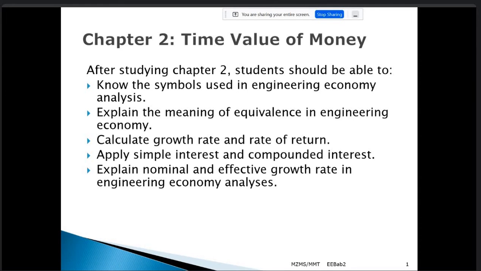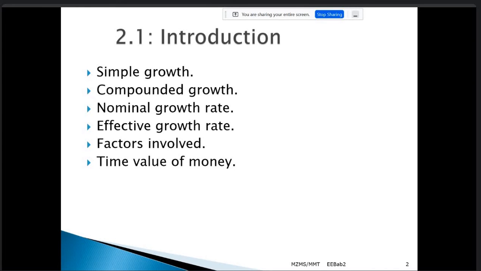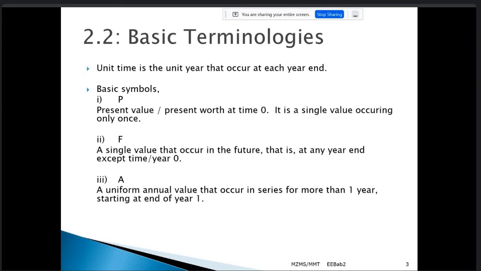At the end of this chapter, students should be able to know the symbols used in engineering economy analysis, explain the meaning of equivalence in engineering economy, calculate growth rate and rate of return, apply simple interest and compounded interest, and explain nominal and effective growth rate in engineering economy analysis. So in engineering economy, we have to know about simple growth, compounded growth, nominal growth rate, effective growth rate, factors involved, and time value of money. These are the basic terminologies that you have to remember.